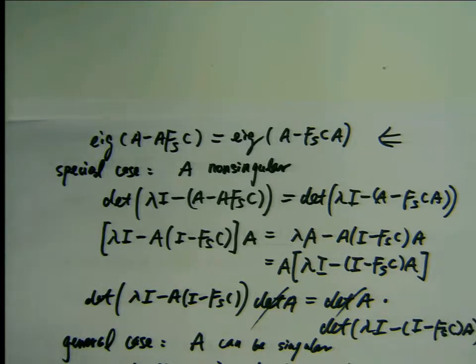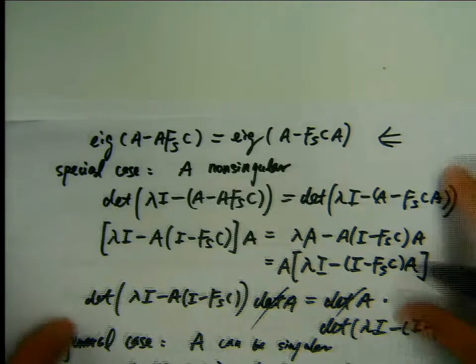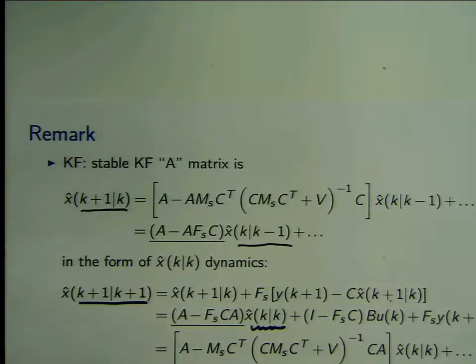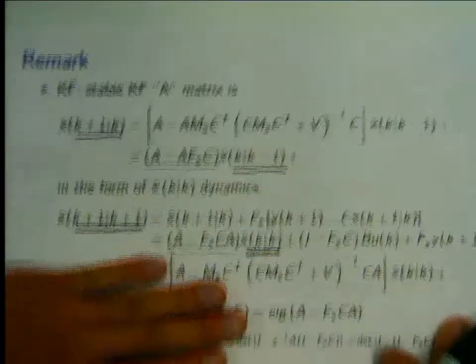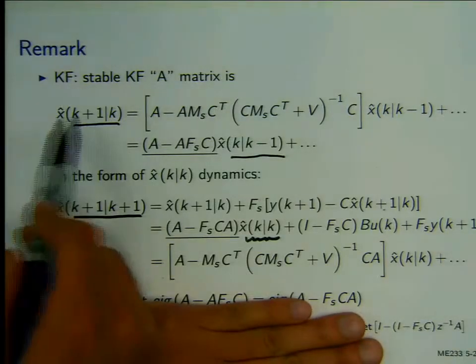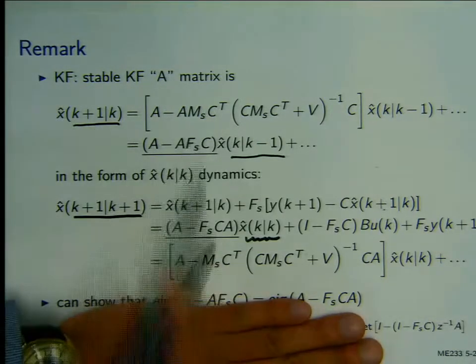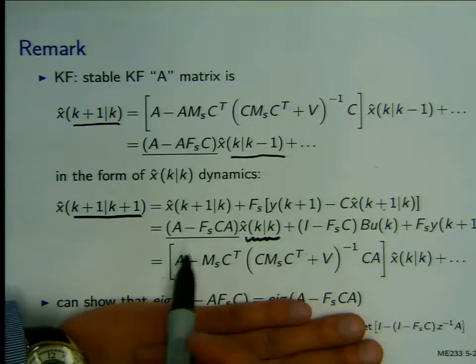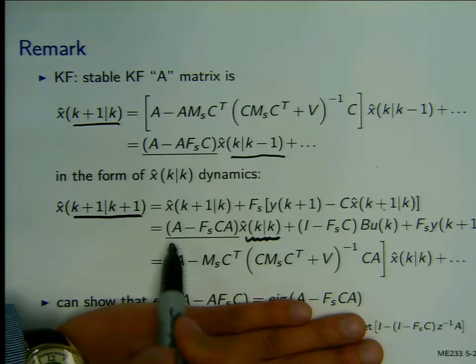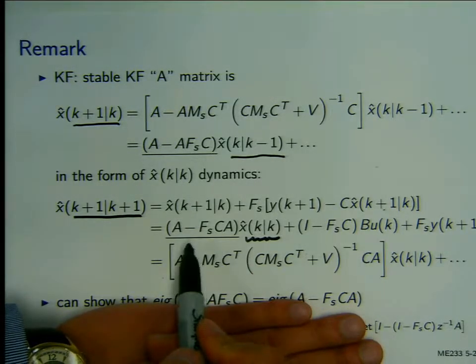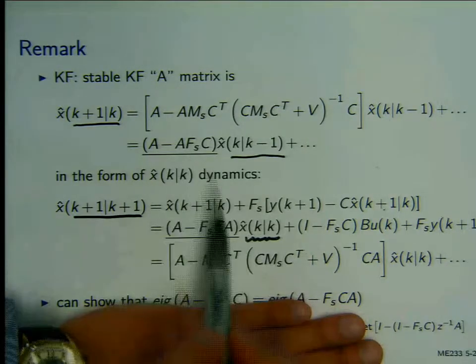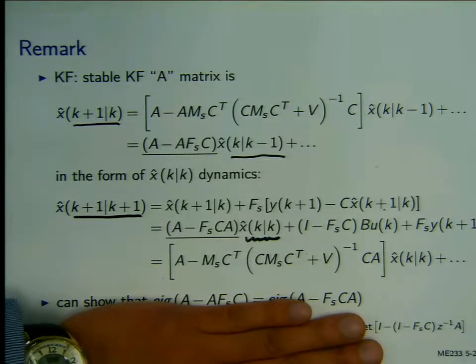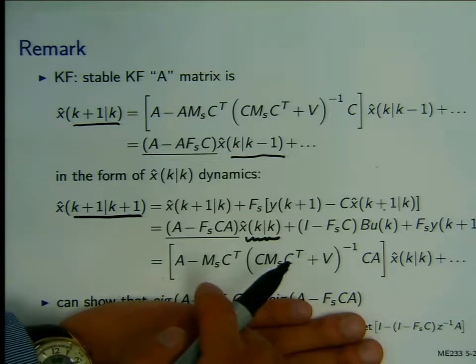So we started with this case. Oh, here. This is to clarify one thing, that we have derived the Kalman filter dynamics, these two equations. Both of them are Kalman filter dynamics. But the A matrix inside are different. I just want to say that both these matrices have the same eigenvalues. So if one of them is stable, the other one is also stable. That's the purpose.